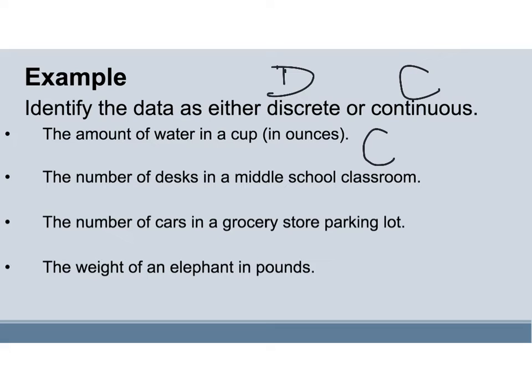The number of desks in a middle school classroom is discrete. I have 1 desk, 2 desks, 3 desks. A broken desk does not count. It's no longer useful, so it's not a desk. Number of cars in a grocery store parking lot is discrete. Those little smart cars may only be half a car, but we still count them as a whole car. The weight of an elephant in pounds is continuous, because an elephant can weigh whatever, 1.3 ton, whatever. I don't know what elephants weigh. Okay? Again, if you have any questions on these, ask me tomorrow in class.